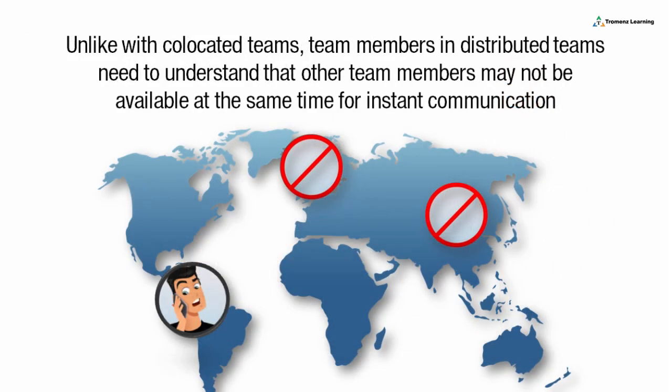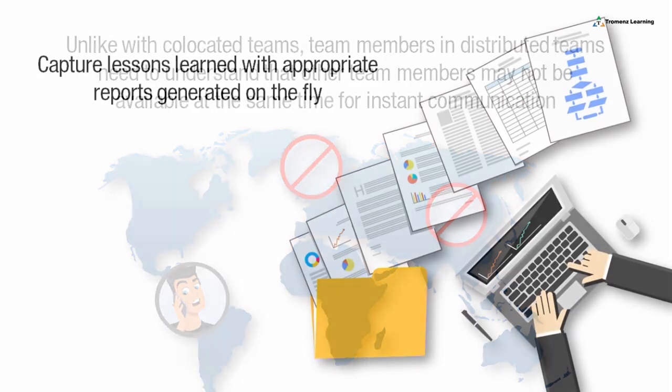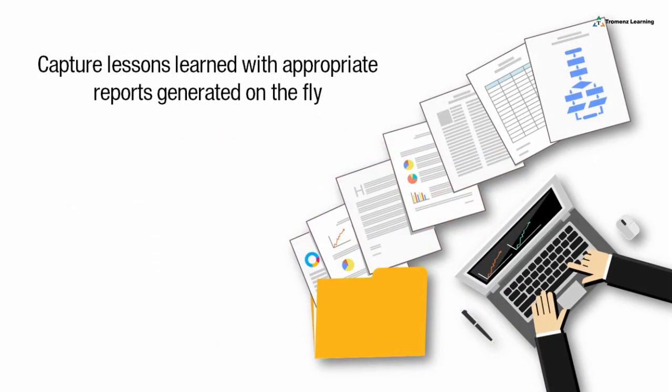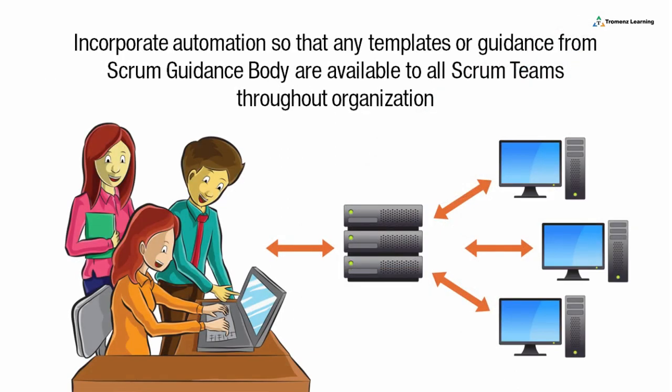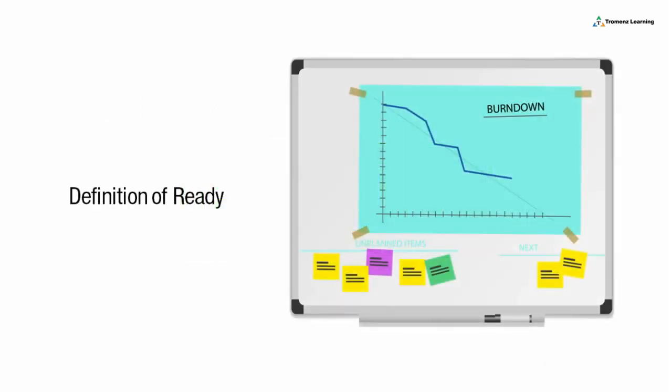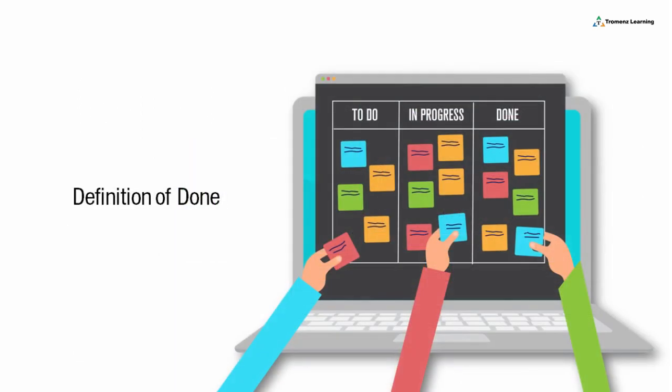Note, however, that unlike with co-located teams, team members in distributed teams need to understand that other team members may not be available at the same time for instant communication. Capture lessons learned from retrospectives, etc., with appropriate reports generated on the fly. Incorporate automation so that any templates or guidance from the Scrum guidance body are available to all Scrum teams throughout the organization. For example, the definition of ready or the definition of done.